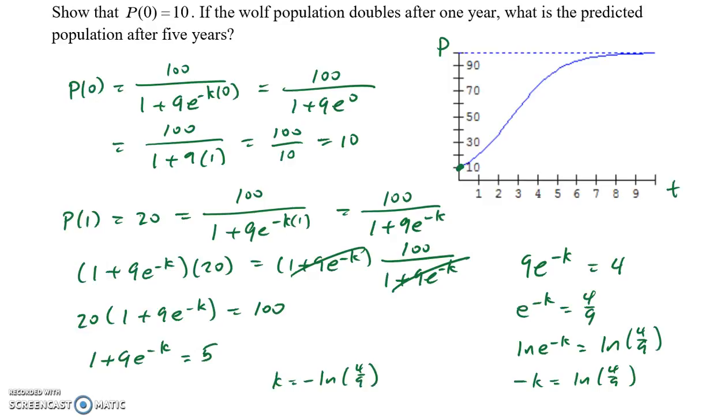Now the natural log of 4/9 is a negative number, so when we put a negative in front of that, we obtain a positive number. I'm going to round this to 2 decimal places. It's approximately 0.81. So the growth constant for this particular situation is positive 0.81.